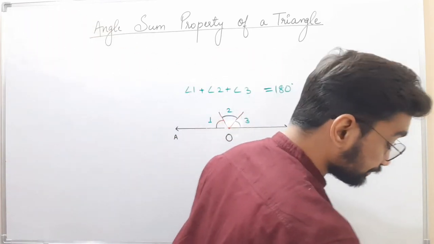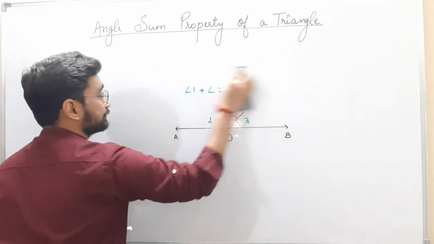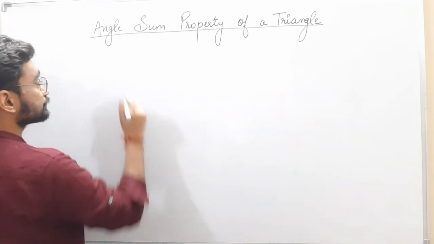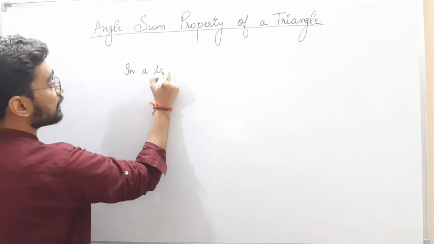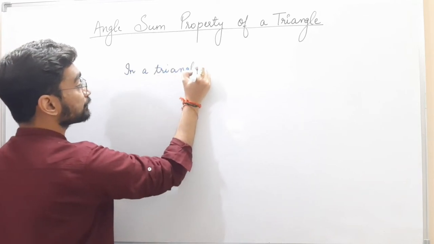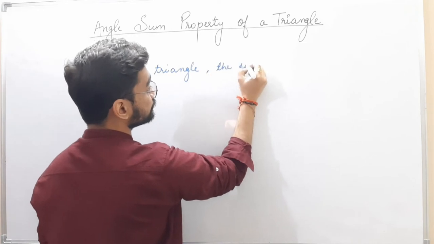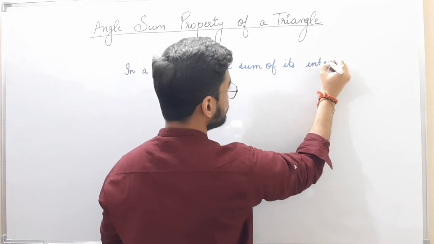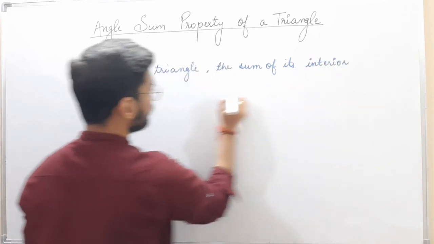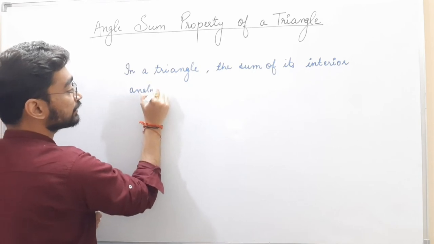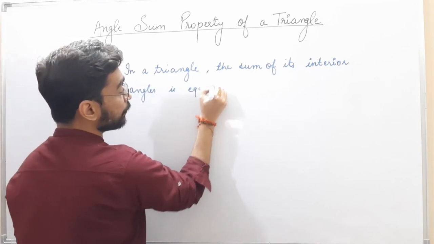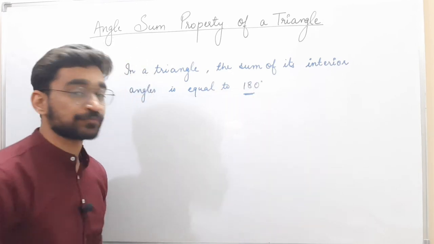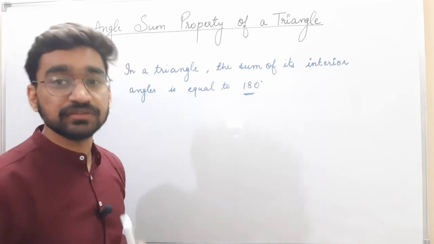So we can say that in a triangle, let us write it here, the sum of its interior angles is equal to how much? 180 degree always, because it behaves as a universal truth.